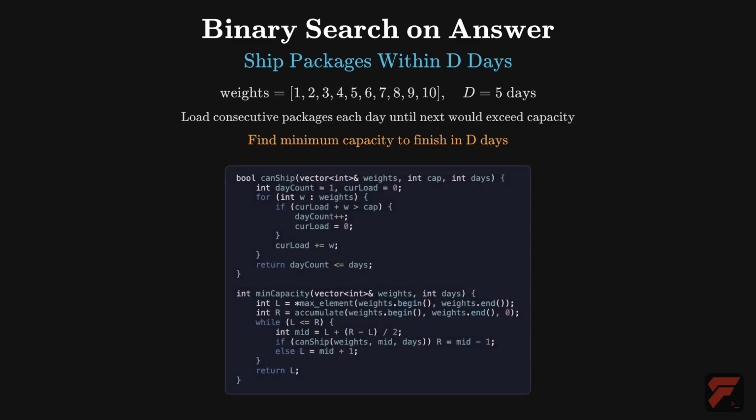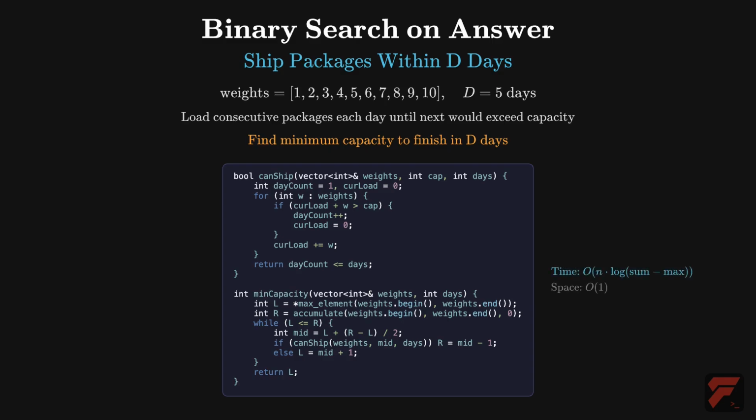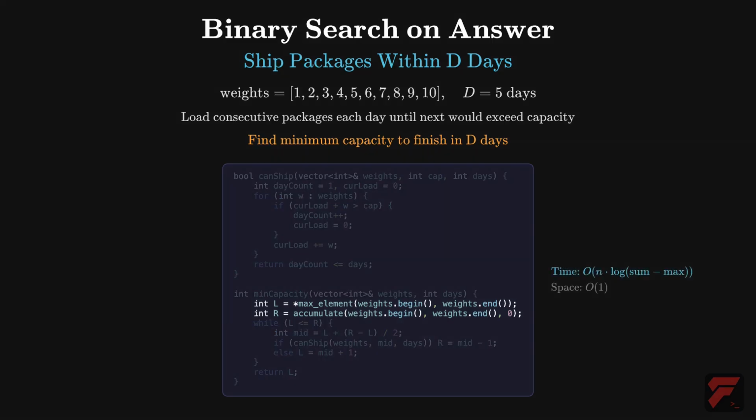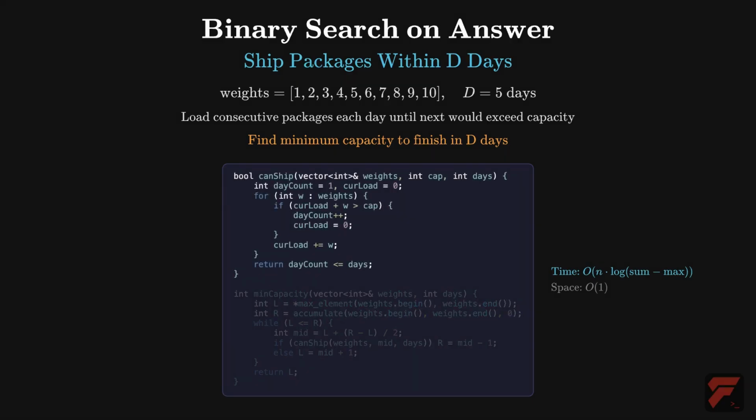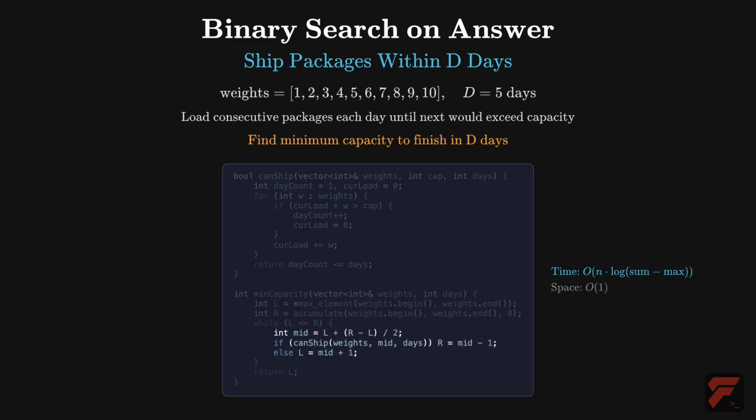Same structure. The predicate simulates the loading process. Bounds: L is the heaviest package, R is the total. Same search loop. Only the predicate changes. All of n log the range. Constant space. Binary search isn't just for coding problems. It's built into tools you already use.